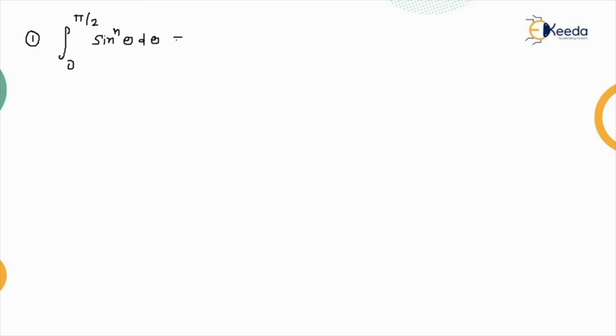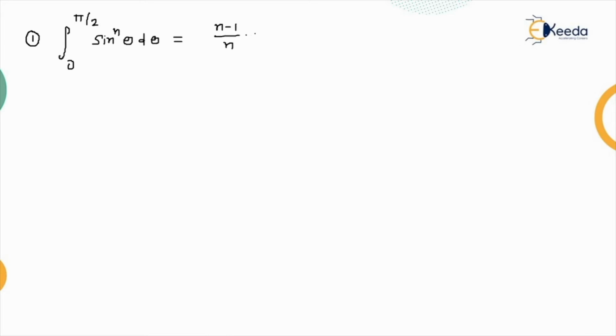If you want to calculate this integration, it is hard, because we can easily find the integration of sin x as well as cos x, sin square x, cos square x. But if we get a higher power like sin power 5, sin power 6, sin power 11, it is hard to calculate. That's why the reduction formulas are so important. So what will be the result of this integration? It will be (n minus 1) by n.